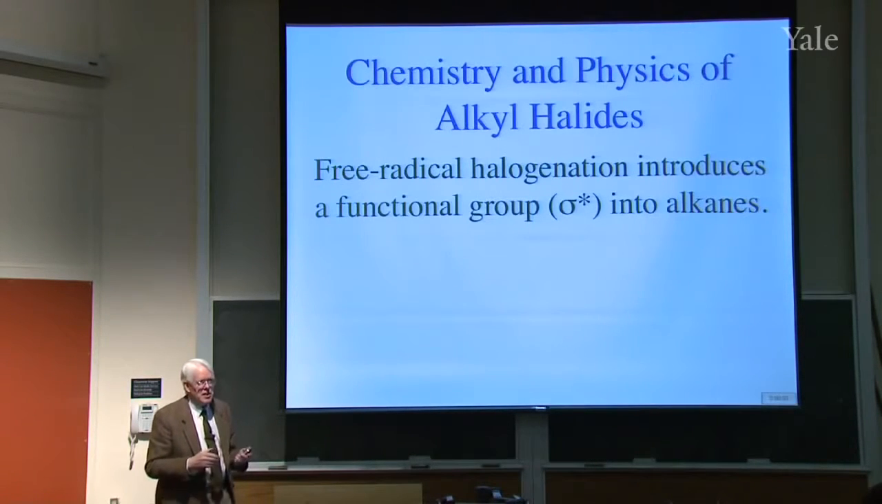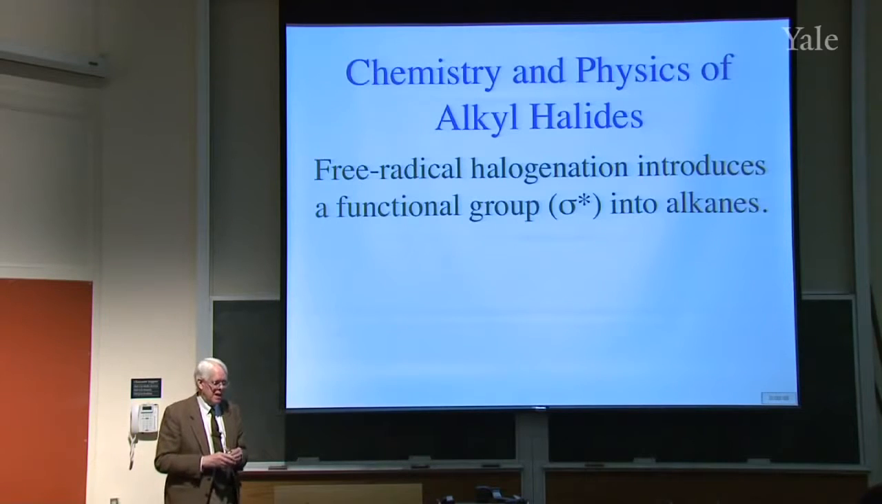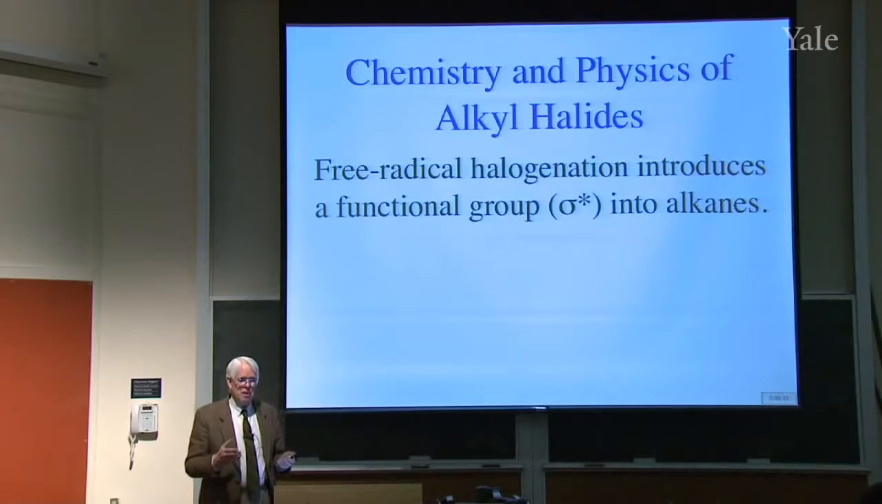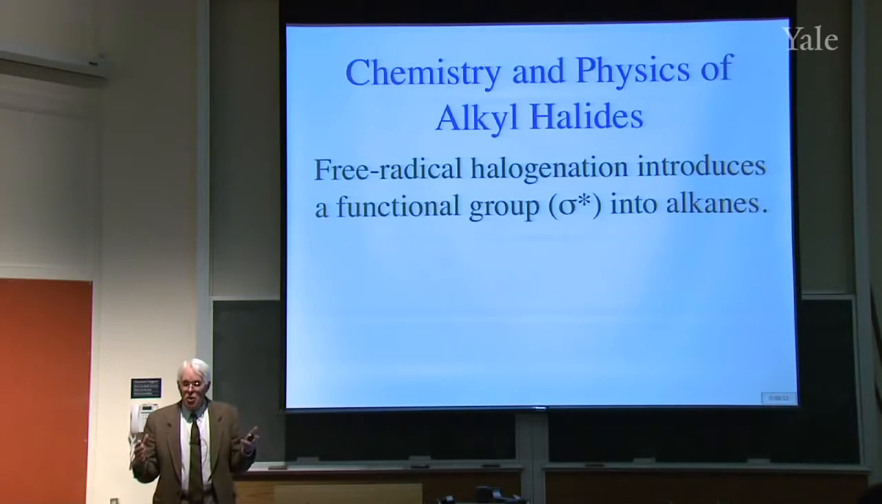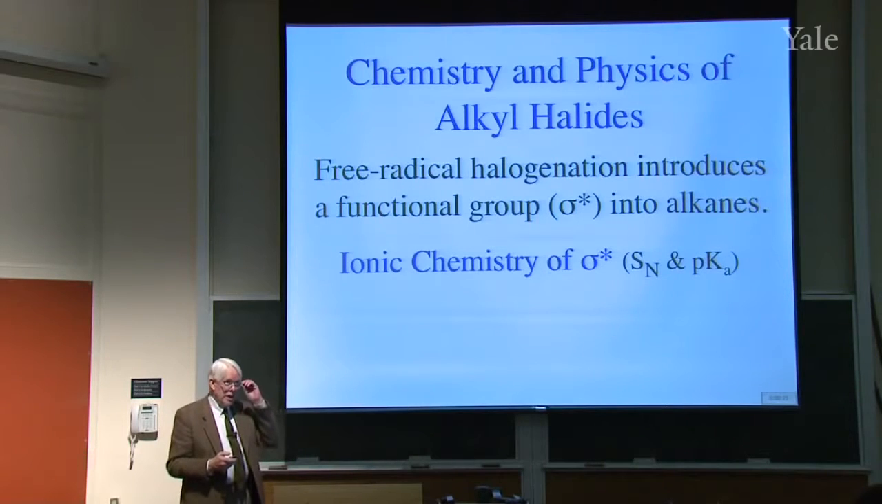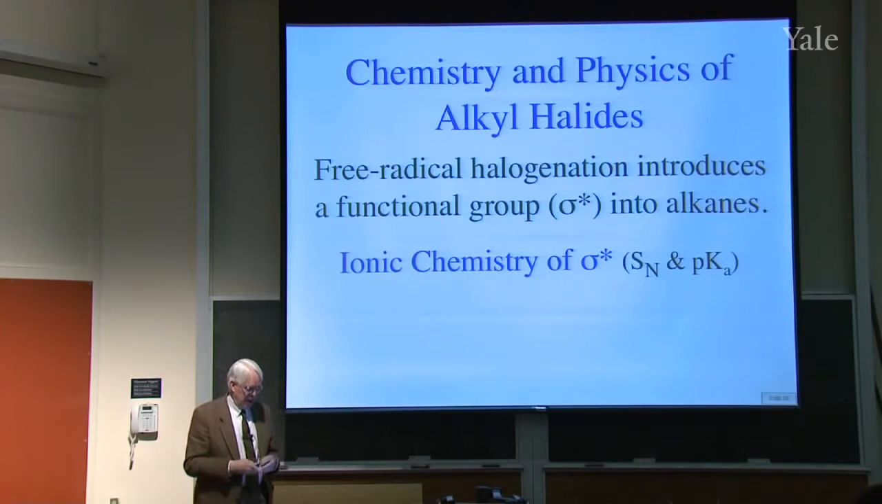The chemistry and physics of alkyl halides we're going to talk about now. Free radical halogenation introduces a functional group into alkanes. Normal alkanes don't have a functional group, unusually high HOMO or low LUMO. Once you've done a free radical reaction on those, now you have this unusually low LUMO, sigma star. So you can begin doing things with it. So what we're going to talk about now, having talked about free radical reactions, is the ionic chemistry involving that sigma star. So we're going to talk about the alkyl halides, which now we know how to prepare.